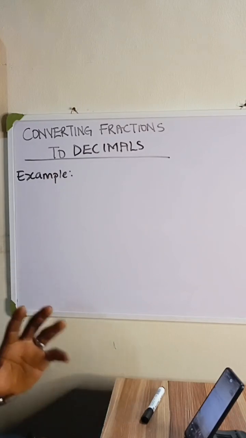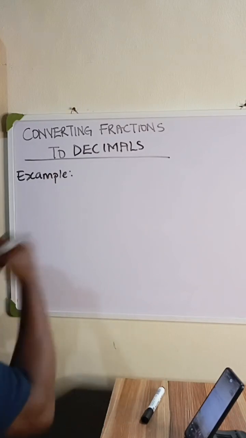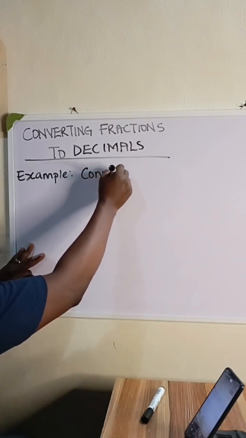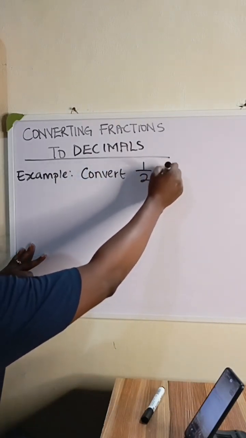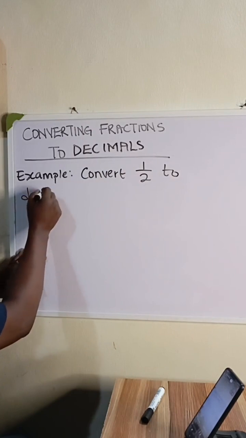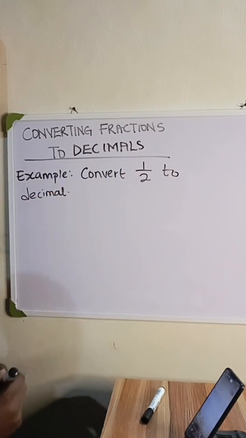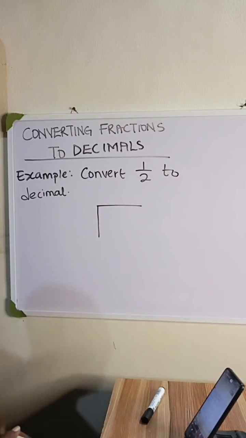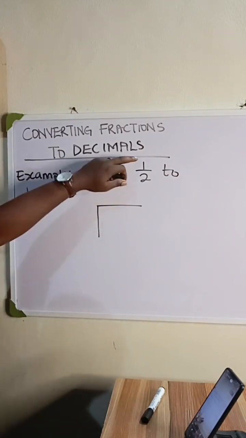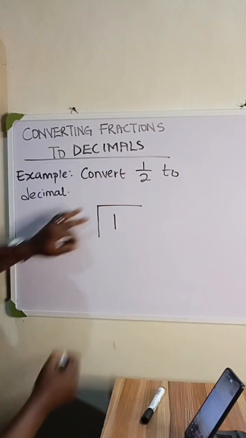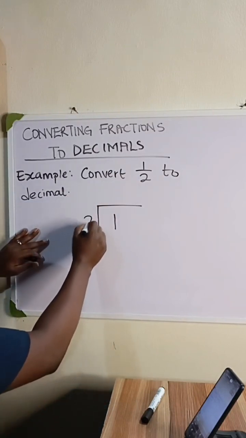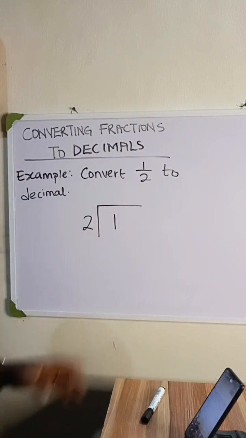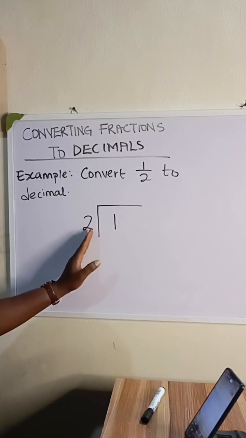So we'll start with something very easy. Let's convert 1/2 to decimal. I said earlier that we're going to use long division. So here we're going to have 1, which is the numerator, inside, and 2, which is the denominator, outside. Okay, so this means 1 divided by 2.